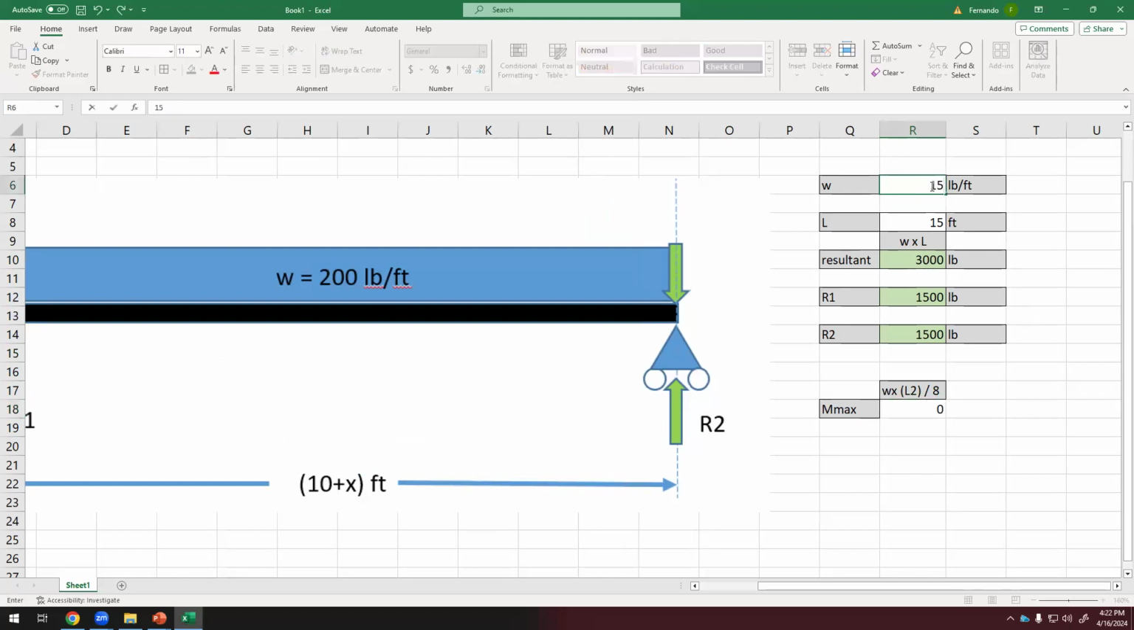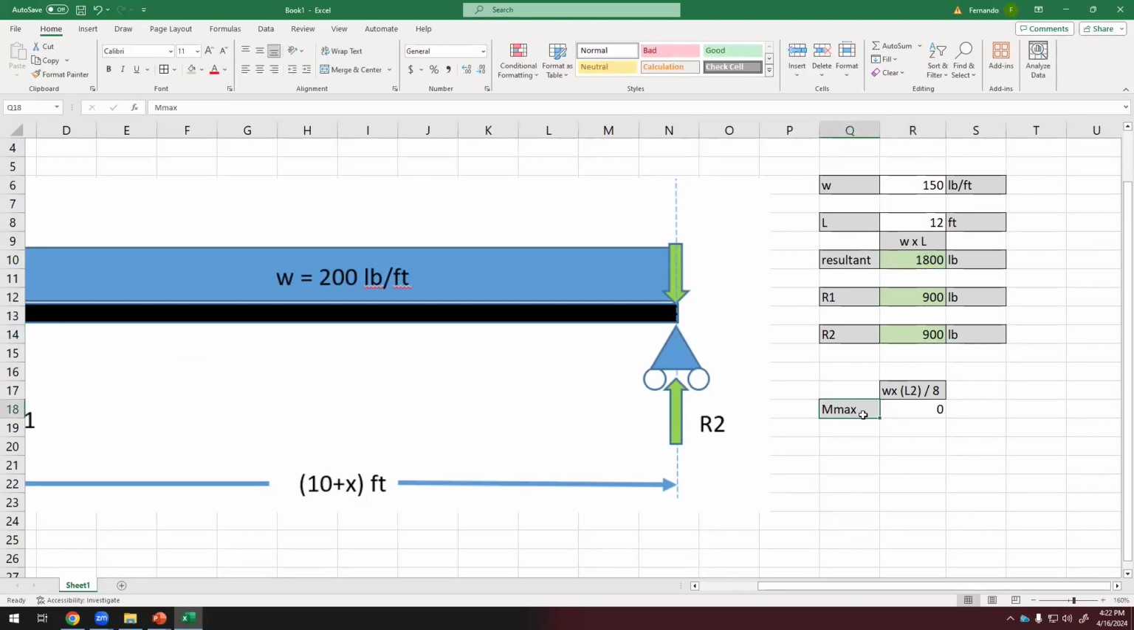I can change this number. I have created this for the length. The resultant is W times L. So if I double click, I have W times L. And then one of the reactions, if it's symmetrical, is the resultant divided by 2. And the other reaction is the resultant divided by 2.